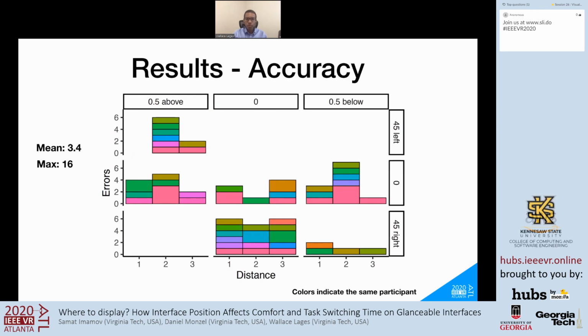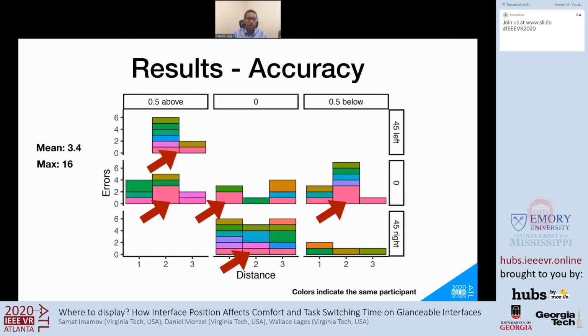Overall, participants were very accurate in these tasks. The mean number of errors was 3.4 out of 216 trials. This plot shows the position of the errors for each position. The colors here indicate the same participant. The maximum number of errors was 16 by a single participant, highlighted in pink. And there was no significant difference between the positions with errors.